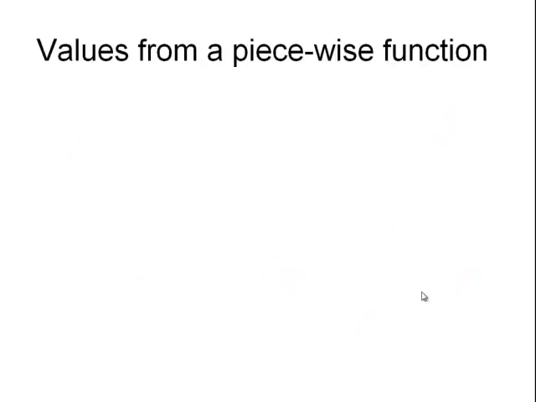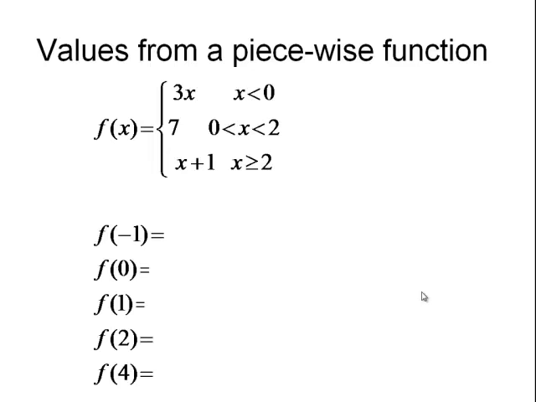Now, piecewise functions. A piecewise function is in multiple pieces. That's why it's a piecewise function. Any number that's less than 0 gets plugged in the top, and a number between 0 and 2 gets plugged in the middle, and any x value bigger than or equal to 2 gets plugged in the bottom. It tells you which piece to use: do you use 3x, 7, or x plus 1.